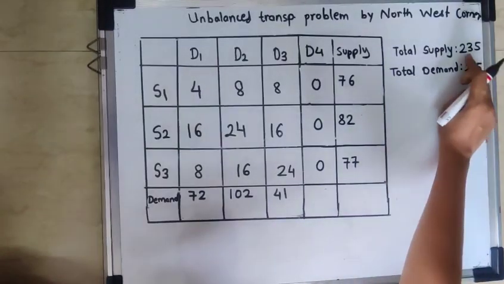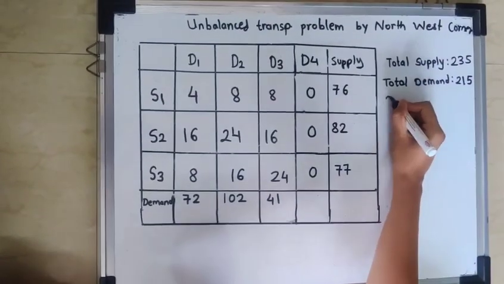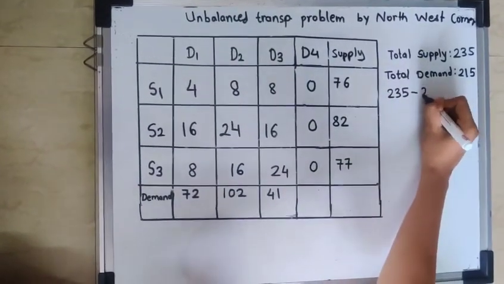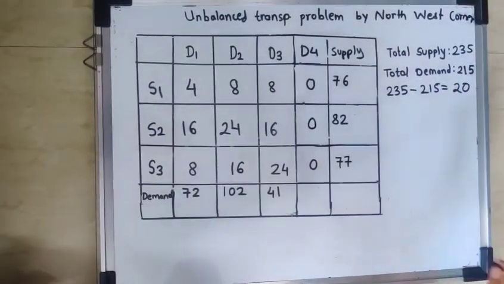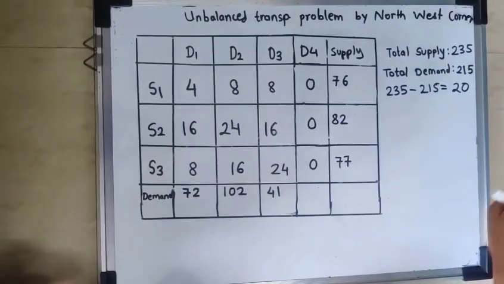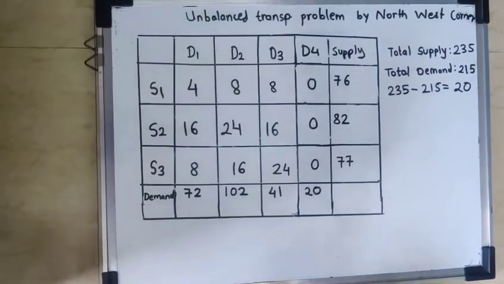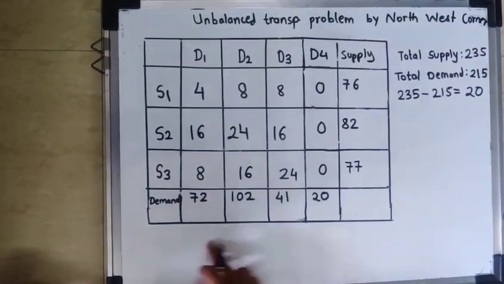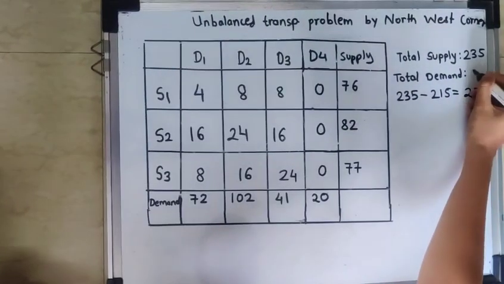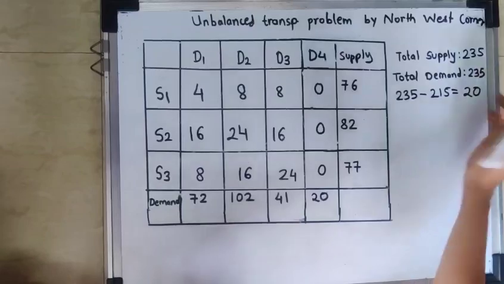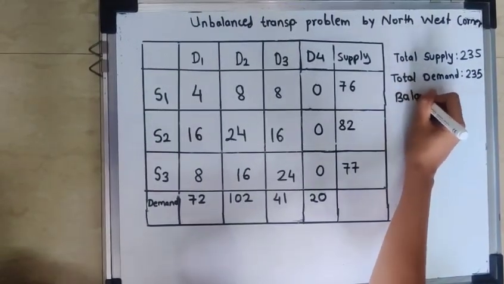Now as the supply is 235 and the demand is 215, so 235 minus 215 gives us 20. So by 20 the demand is less than supply. So in this we will add the value as 20. Now if you check, the total demand will be 235. Now this is a balanced transportation problem.